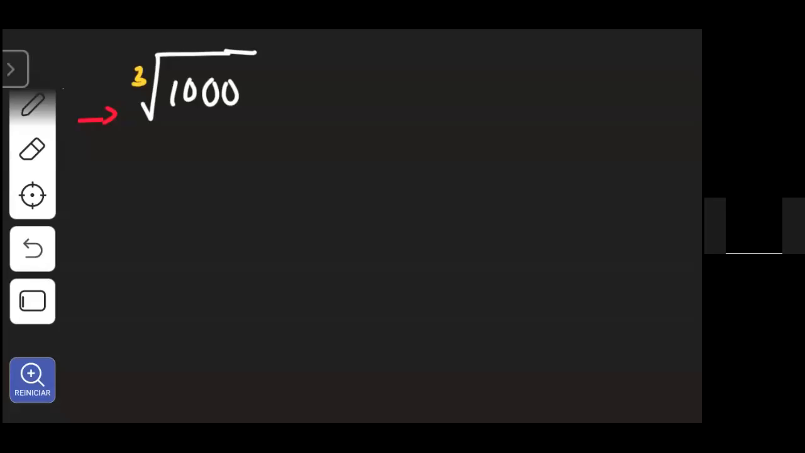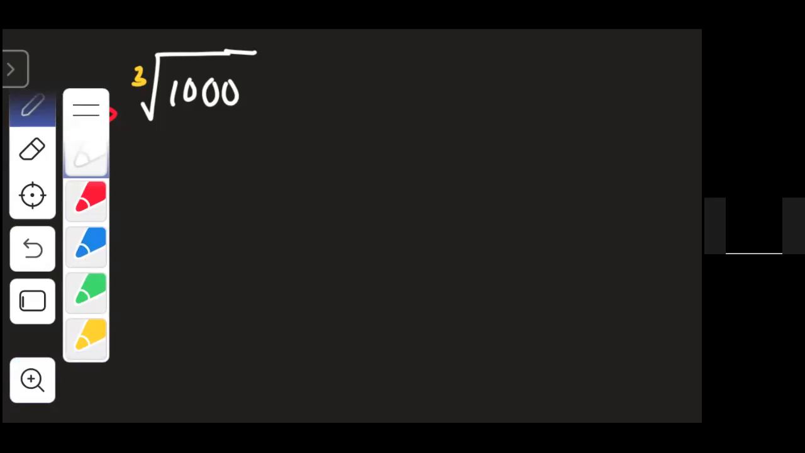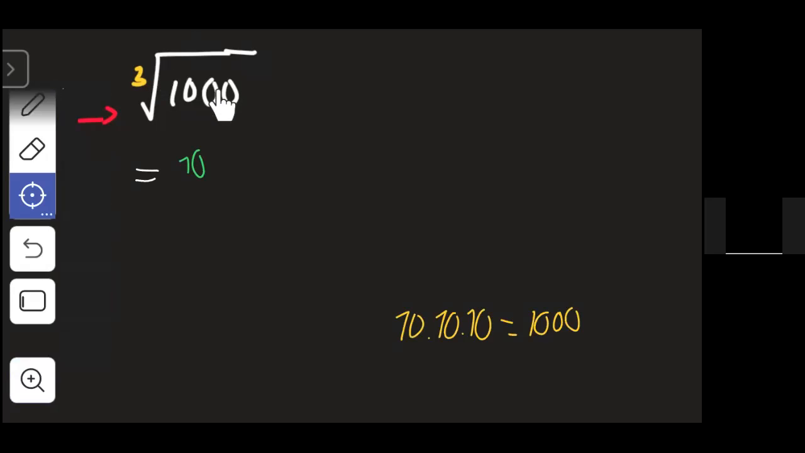What is the cube root of 1,000? It's 10. And that is correct. That's going to be 10. Why 10? Because 10 times 10 times 10 is 1,000. So that's why the cube root of 1,000 is just 10. This is so straightforward. Let's try a tricky one.